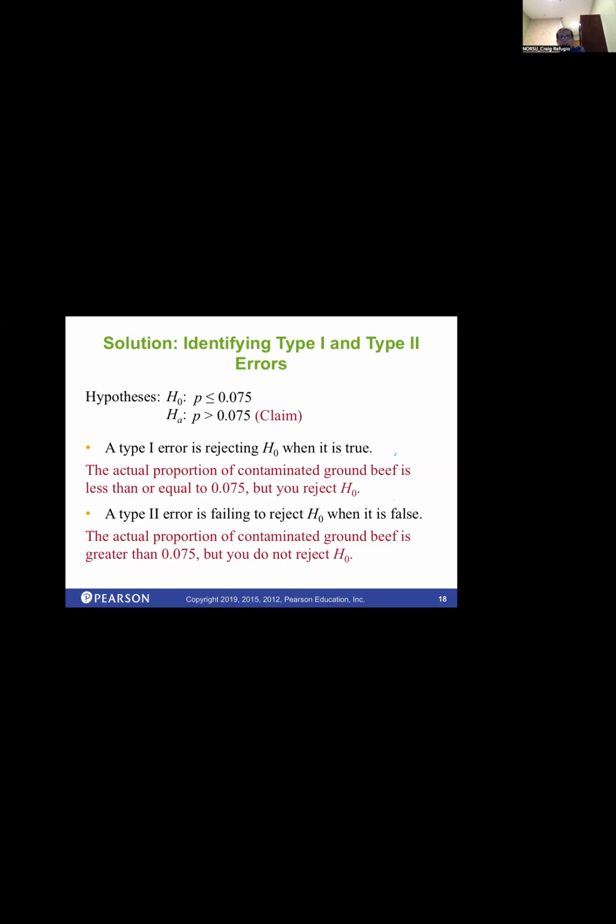So that's type 2. Any clarification for this example? Why do we have type 1 and why do we have type 2? In this specific example, this is our type 1 error and this is our type 2 error. Any clarification about these statements? If you have some clarifications, just unmute your microphone and raise your clarification directly.